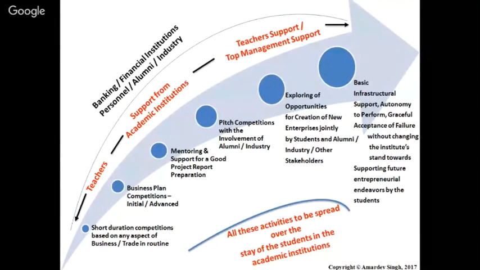And on top of the above, on the umbrella, I have put banking and financial institutions, or personnel, alumni or industry support. Automatically, if you involve them in different phases, they will be there with you. Involve them on a rotational basis.